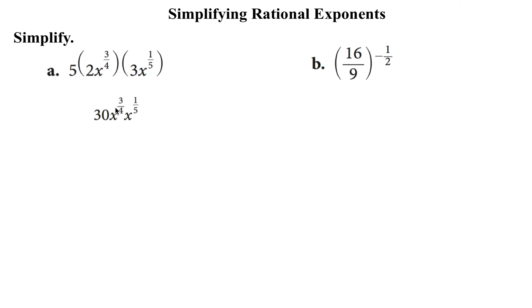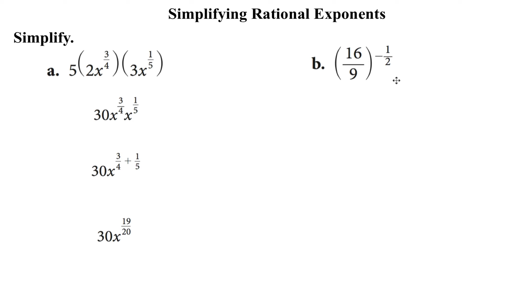Then we have x to the 3/4 and x to the 1/5. Well, what do we do when we have the same base with different exponents? Well, we add those exponents, right? So now you have to remember how to add fractions. So we have x to the 3/4 plus 1/5, but we can't add those unless we have common denominators. Our denominator would be 20, so we're going to have 15/20 plus 4/20, and that gives us 19/20. So 30 times x to the 19 over 20. Not a pretty answer, but that's what we get.